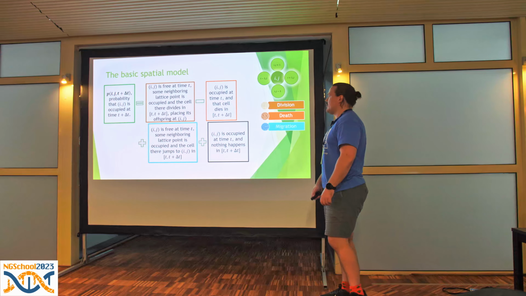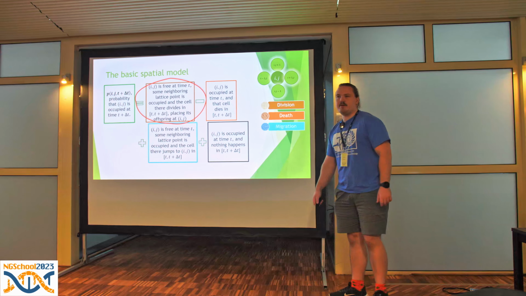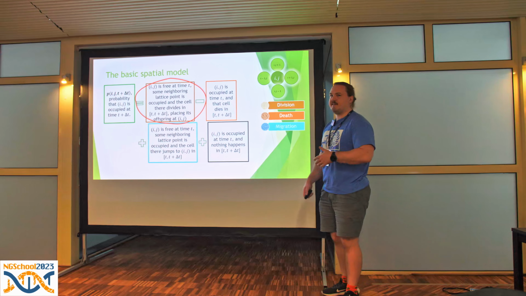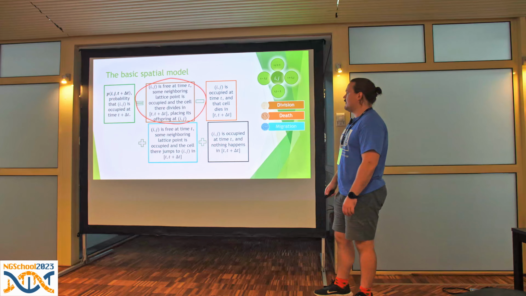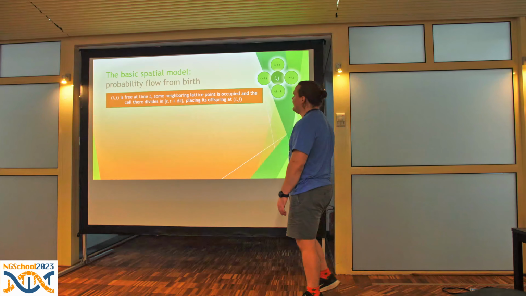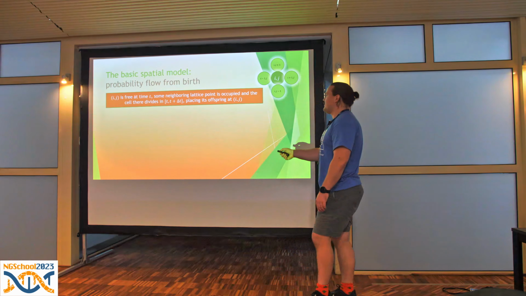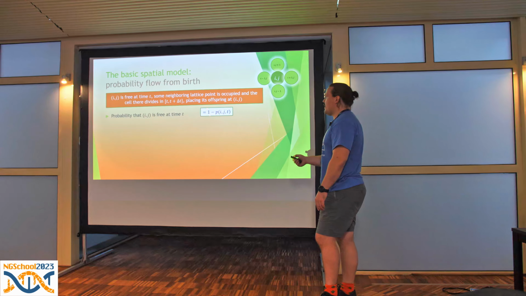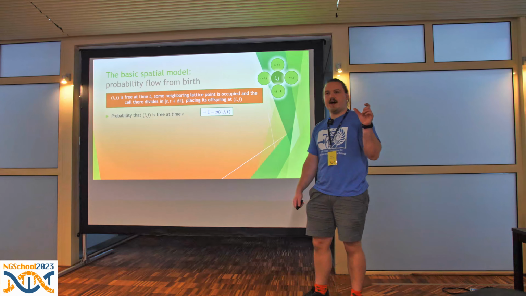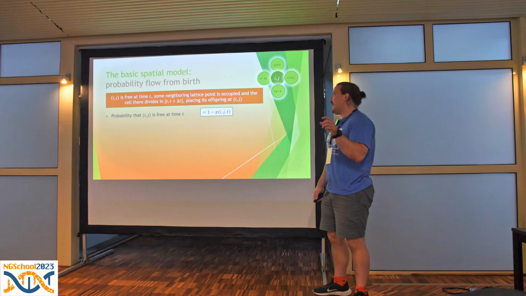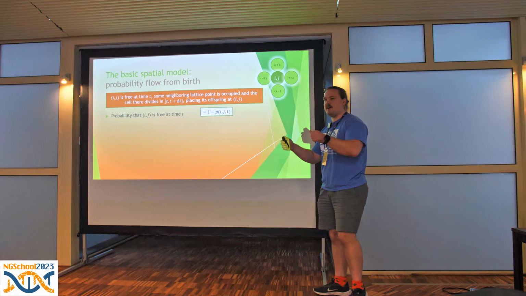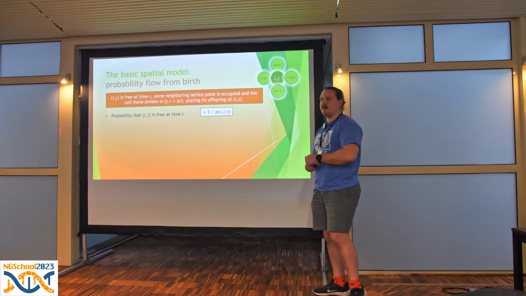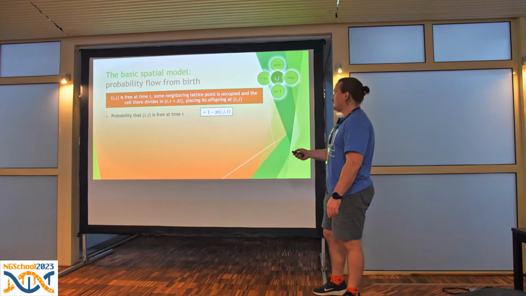And I am actually going to torture you a bit, because we are going to zoom in on this event in particular, and we're going to calculate how probable it is. Well, I'm going to. You're going to sit there. Okay, so here we have the sentence. ij is free, some neighboring lattice point is occupied, the cell there divides, and it places its offspring in ij. So how probable is it that ij is free? Well, it is 1 minus the probability that it's occupied, because the probabilities have to add up to 1. So if p_ij(t) is the probability that it is occupied, then 1 minus p_ij(t) is the probability that it is free. That's the first part of the sentence.